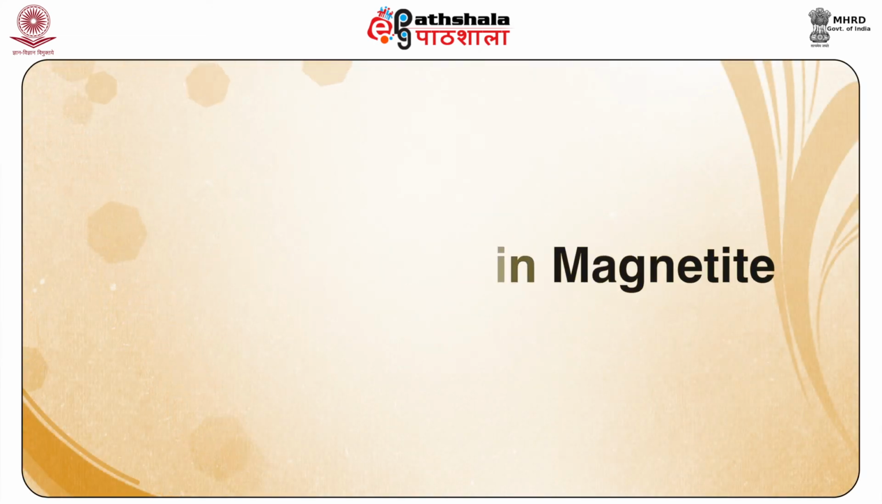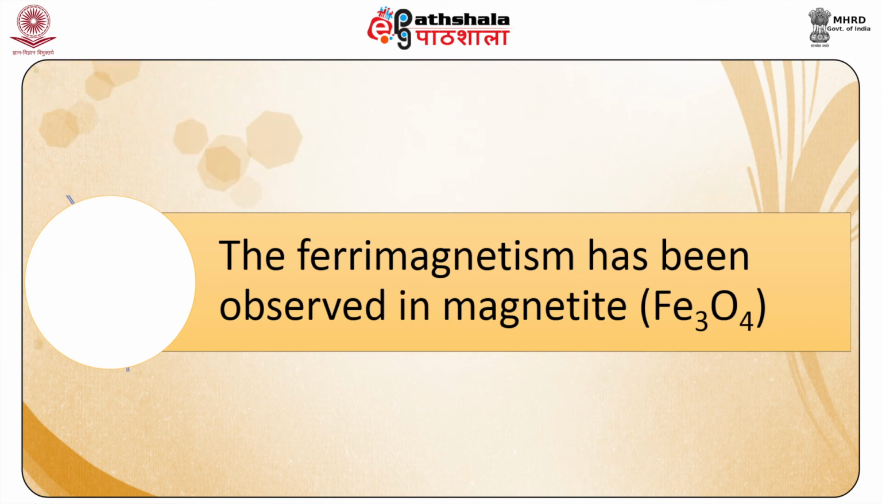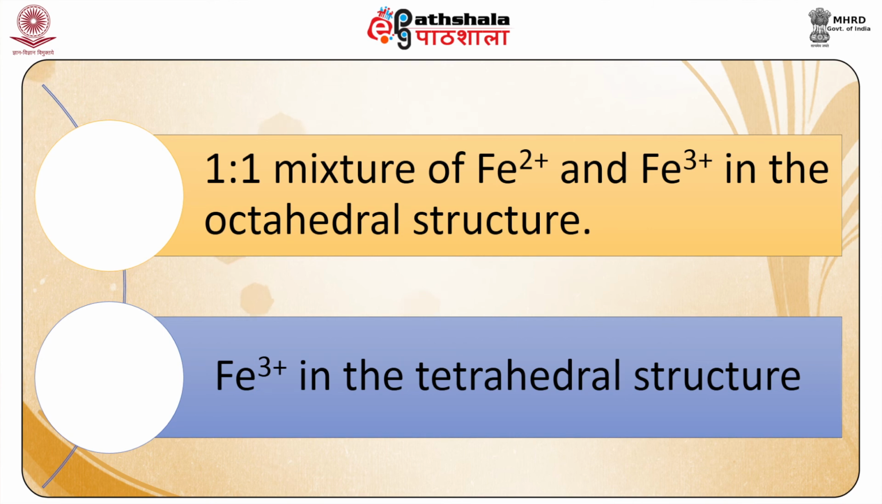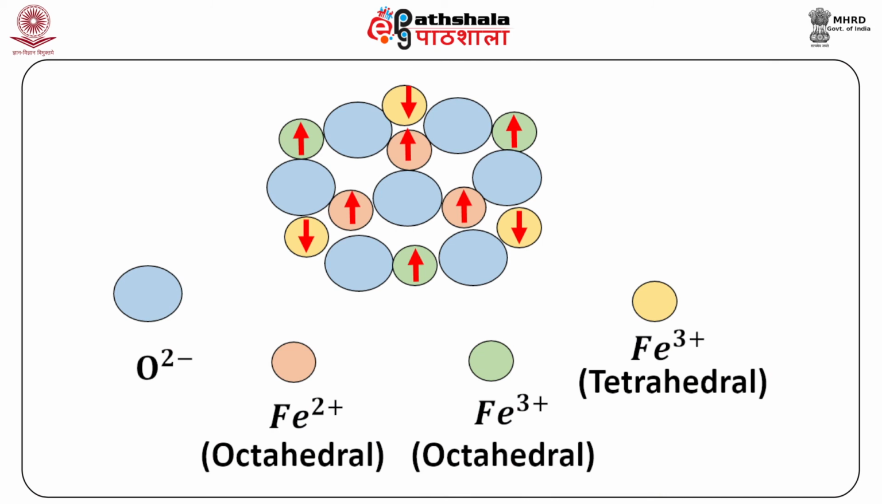Ferrimagnetism in magnetite. Ferrimagnetism has been observed in magnetite. Magnetite is an inverse spinel and exhibits two lattices, that is a 1:1 mixture of Fe2+ and Fe3+ ions in the octahedral structure, and Fe3+ in the tetrahedral structure. The octahedral sites and the tetrahedral sites are aligned in different directions. The ferromagnetic alignment of the octahedral sites is necessary for delocalized carrier transport of the minority spin t2g electron. This mechanism is called double exchange.